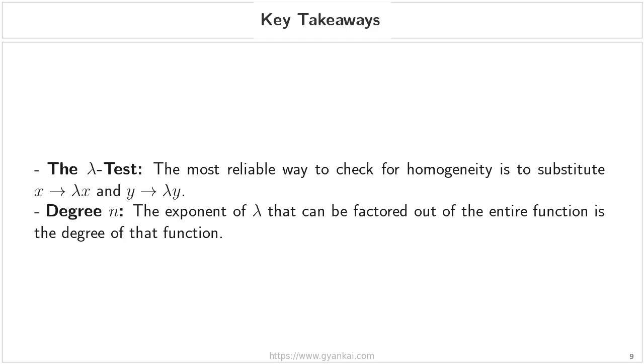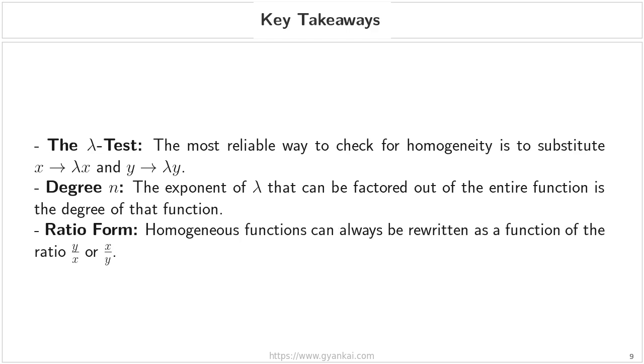Second, let's identify the degree. Once you have successfully factored out lambda, the exponent attached to that lambda is exactly what we call the degree, or n, of the function. Third, keep the ratio form in mind. This is a crucial concept for when we begin solving differential equations. Remember that any homogeneous function can be rewritten so that it depends only on the ratio of y over x, or x over y. This transformation is what allows us to use substitution to simplify complex equations.